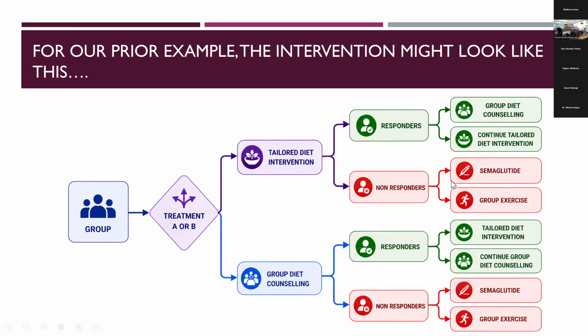If you have lost less weight, you will either get semaglutide or group exercise in both. If you have lost more weight, you will either get the opposite of what you got. So if you got a tailored dietary intervention, you will get group diet counseling, or you can continue tailored dietary intervention. If you got group diet counseling, you can either get a tailored dietary intervention or continue group diet counseling. Essentially, if you investigate these two arms, it will be like a crossover trial. I just wanted to say that there are trials embedded in a SMART.